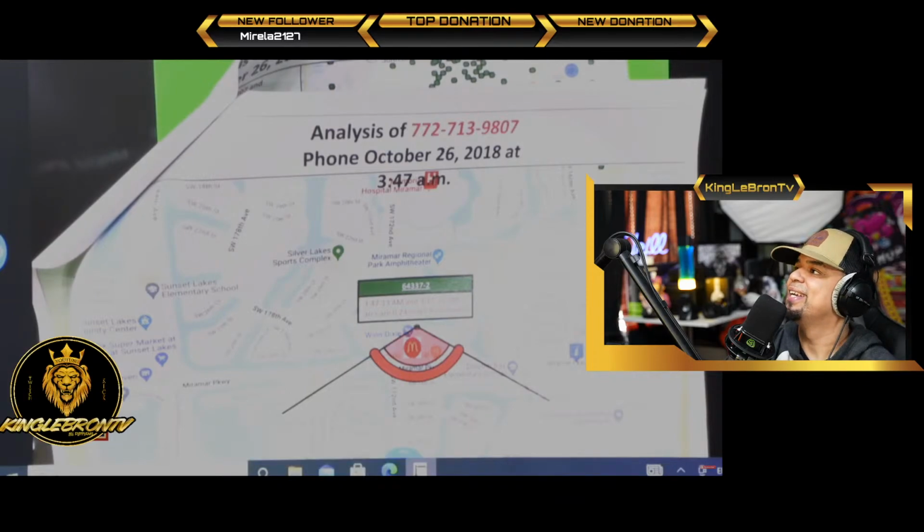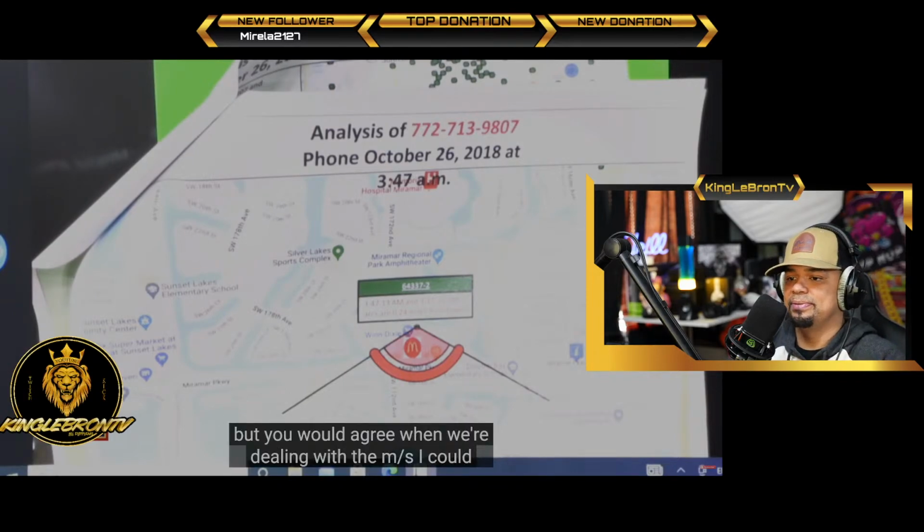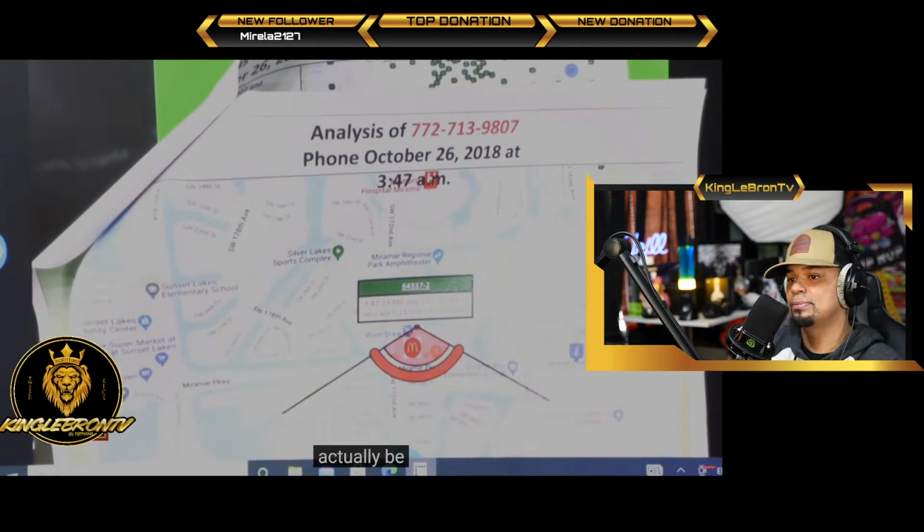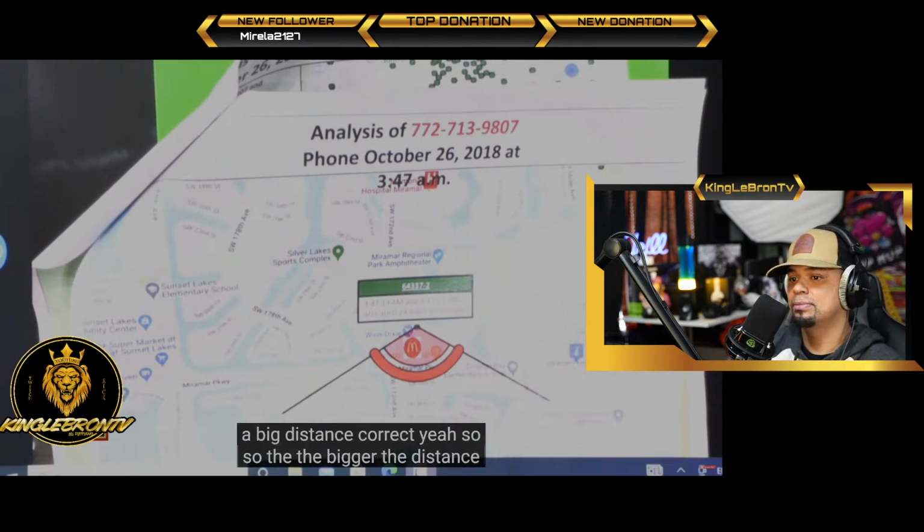Okay. But you would agree, when we're dealing with the meters per second, that could actually be a big distance, correct? Yeah, so obviously the bigger the distance or the bigger the time, then the more significant the difference between those two numbers would be.